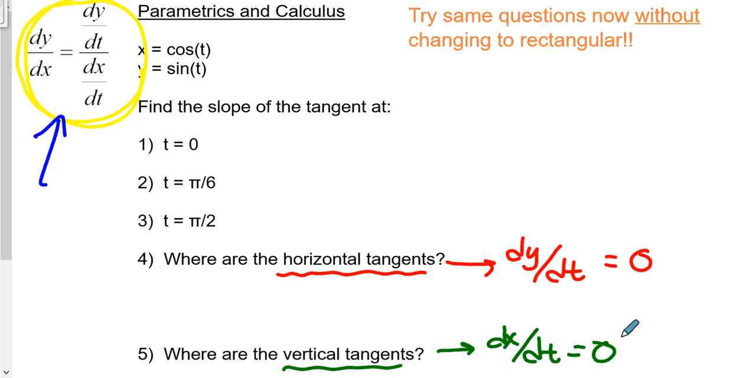Okay, so now understand that each of these has the caveat that we want the top to be 0 without the bottom being 0, or the bottom being 0 without the top being 0, because 0 over 0 is a whole different ball of wax, okay? So just understand that I'm simplifying a skosh there, okay?